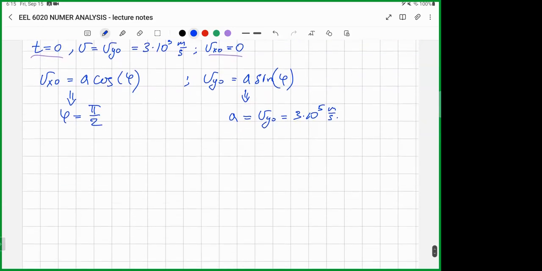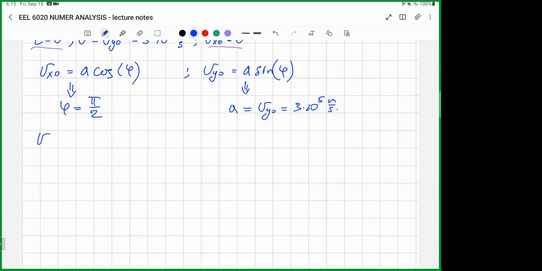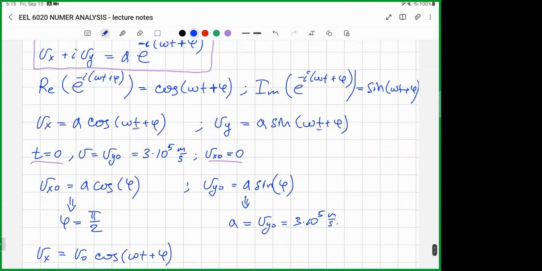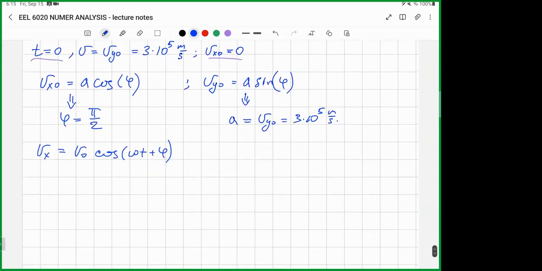Okay, so the solution for the x and y components of the velocity is given by Vx is equal to V0 cosine omega t plus phi. Phi is equal to pi over 2. Omega is given by this cyclotron frequency. V0 is given too, so everything is known. And Vy is given by V0 sine omega t plus phi. Okay.